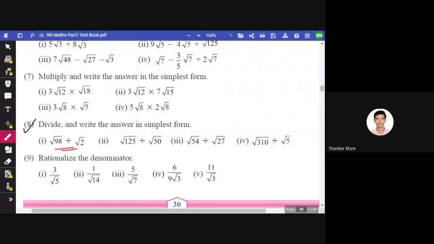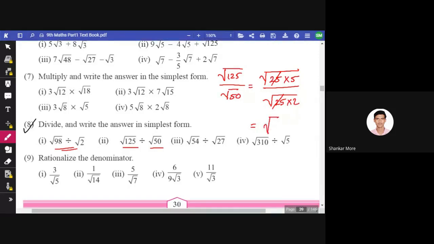See, we have under root of 125 divided by under root of 50. How do we write this? We will write this like 25 into 5 divided by under root 25 multiplied by 2. So this 25 under the root will either get cancelled, or it comes out as 5 and gets cancelled. It is one and the same. So what will be the final answer? The final answer will be under root of 5 by 2. Did you understand this?